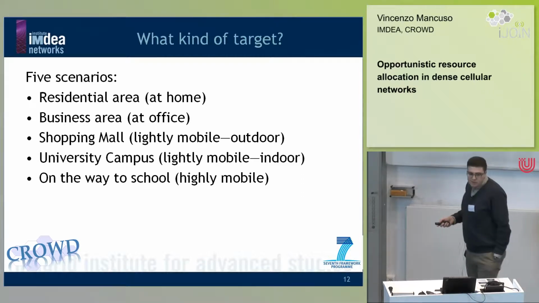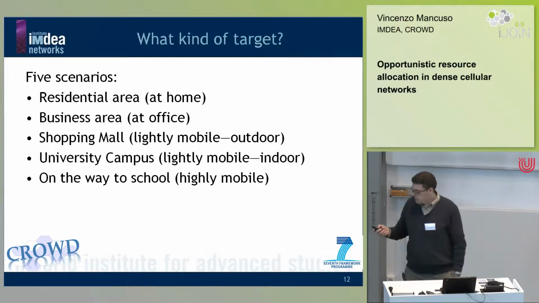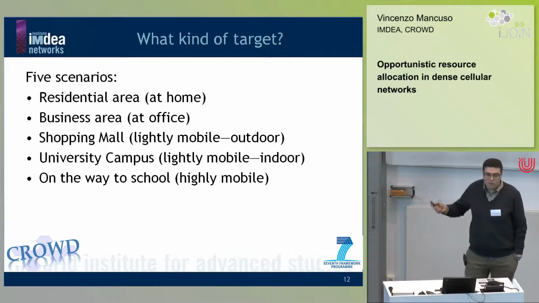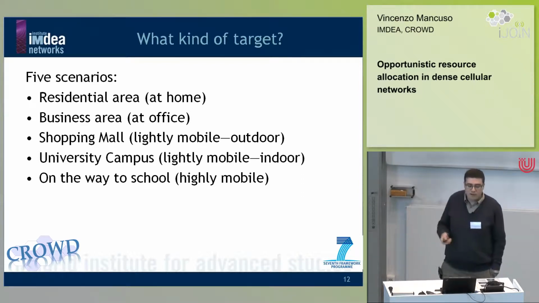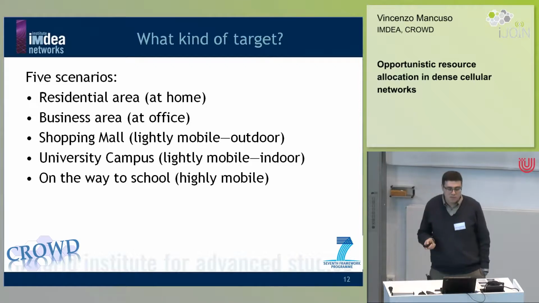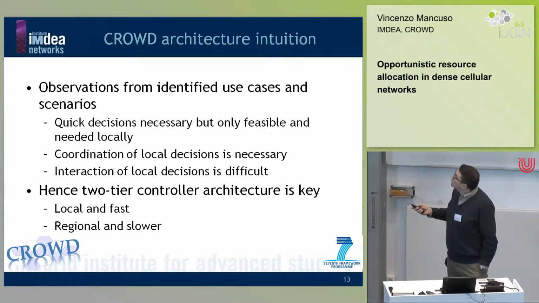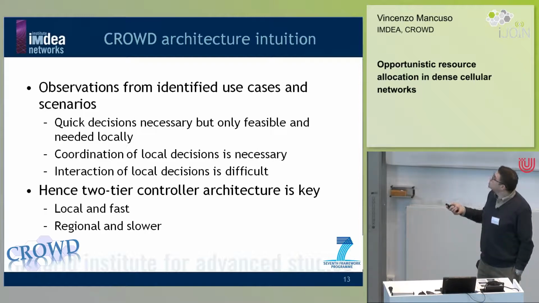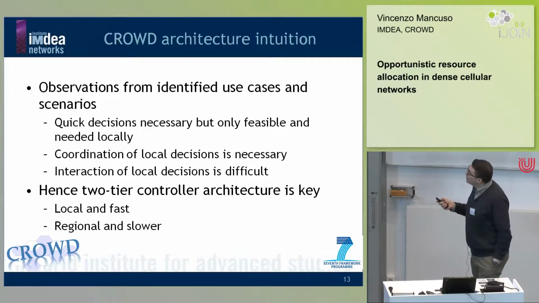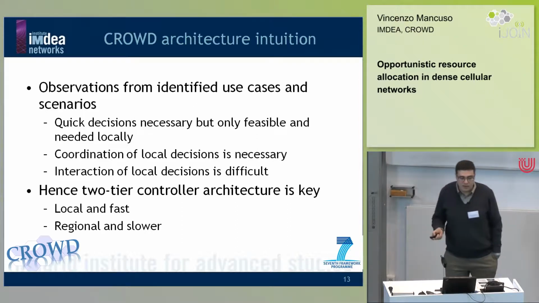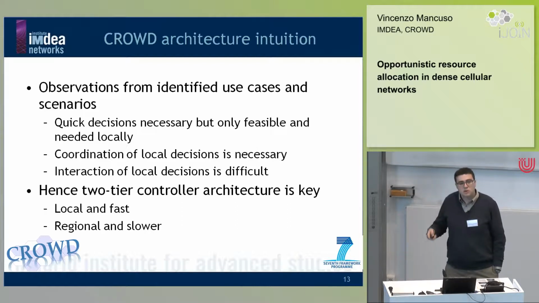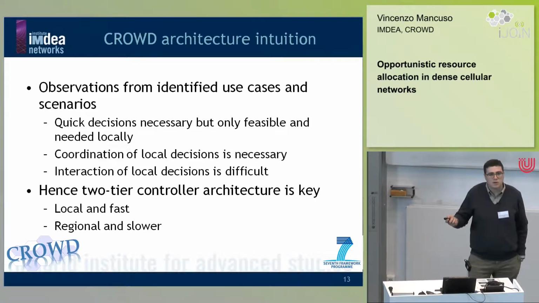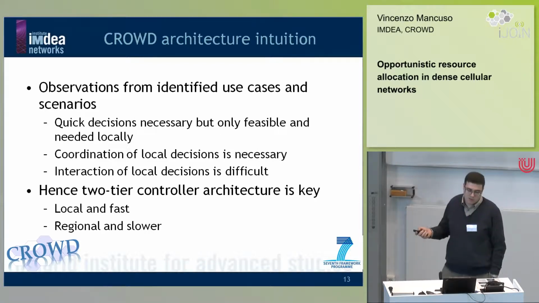From the scenarios we have identified in real life, like networks that cover different areas like home, office, people moving in shopping malls, university campuses, and so on, what we identify from the observation of what happened in those scenarios is that we need quick decisions, necessary, but only feasible if they are locally done. And coordination of local decisions is also necessary, although it requires a structure of controllers, an architecture of controllers to be interconnected with each other.